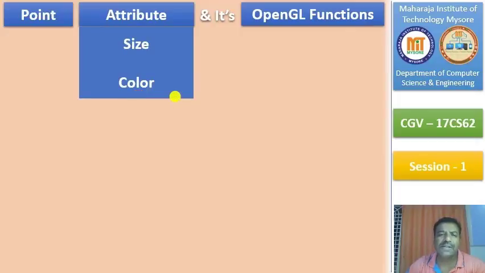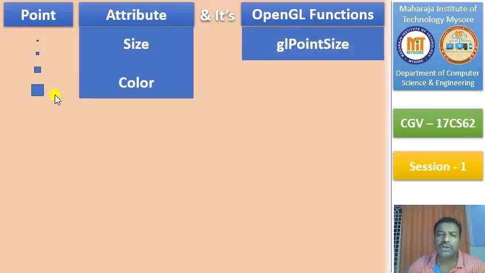There's a size attribute for a point, and there's a color attribute for a point. When I say size, a default point is of size 1, and I can increase the size to 2. I can increase the size further with any number, and this gives different sizes of a point.